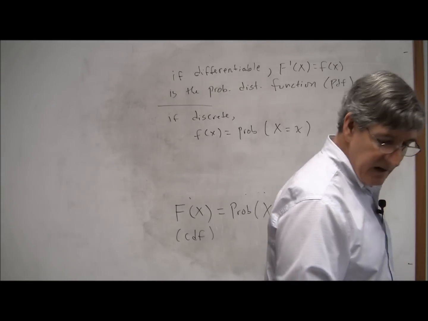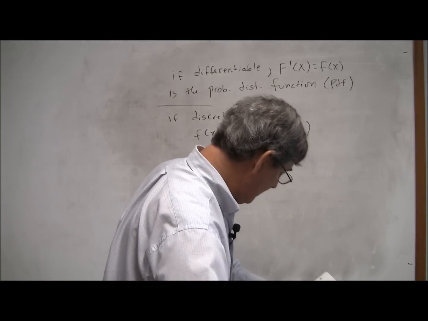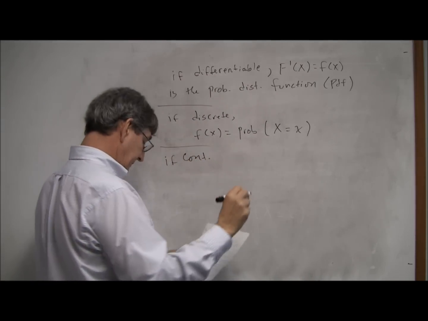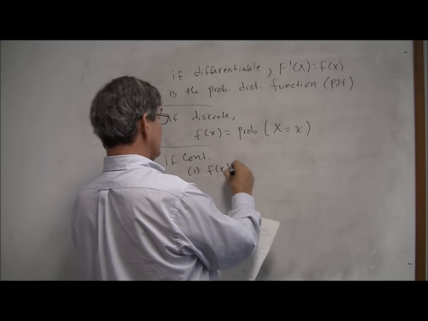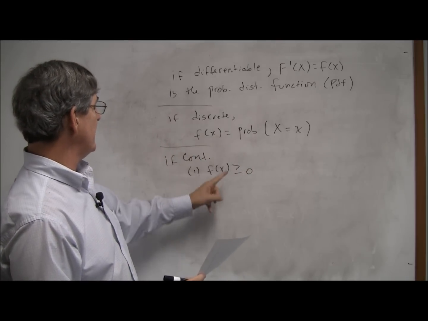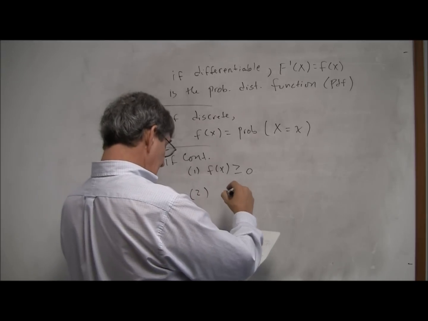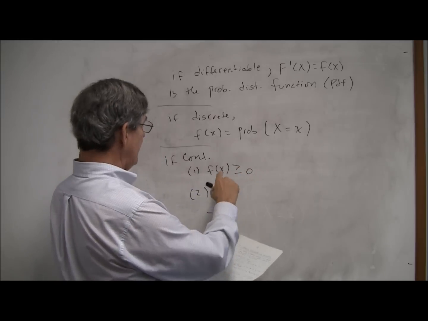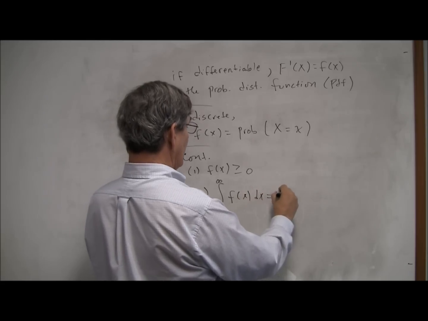For a continuous random variable, you have to be a little bit more careful in specifying exactly what it means. But if it's continuous, then we know several things. First, that f of x is greater than or equal to 0. Probabilities can't be negative. The same thing's true here. I didn't say that before, but that would also be a property. The second thing is the area underneath the PDF. So if I integrate over the whole area, f of x dx, I'll get 1.